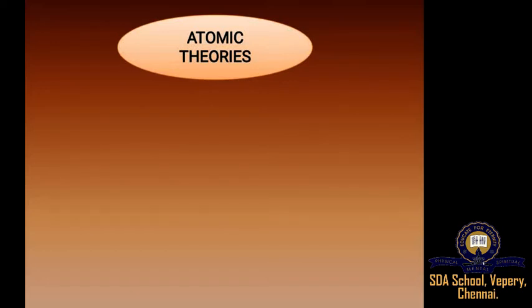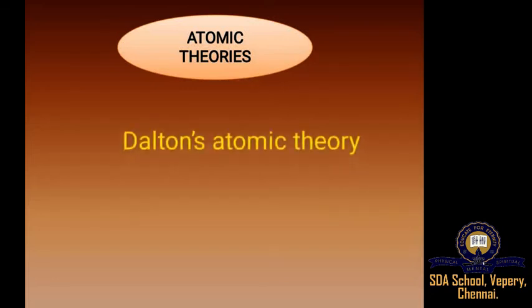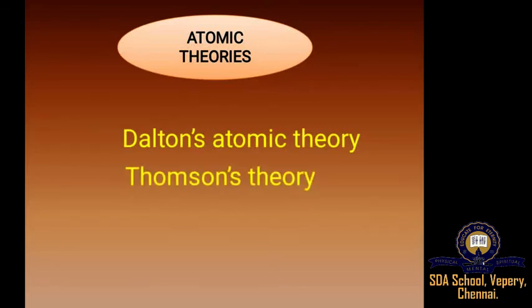So, the theories proposed by Dalton, Thomson and Rutherford are given. The first one is Dalton's atomic theory. It was proposed by Dalton. The second theory is Thomson's theory. It was proposed by Thomson. And the last theory is Rutherford's theory and it was proposed by Rutherford. Now we will see each one in detail.